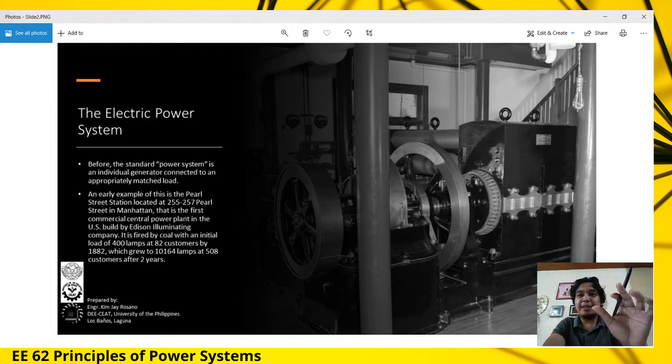Nag-boom yung power plant. They saw the benefit of having electricity na na-generate nung plant na yon. So yun, let's say parang maraming nag-avail. Okay?